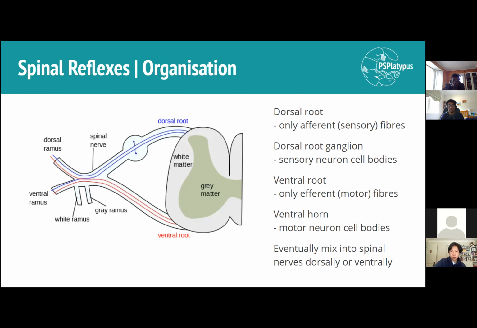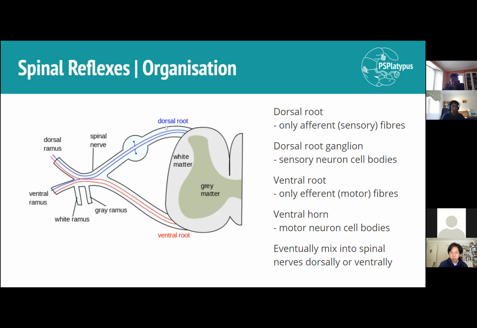The ventral horn, it's not exactly labeled here, but it's going to be in the gray matter. So this part of the gray matter is going to be called the ventral horn. This part is going to be called the dorsal horn. But in this ventral horn, you're going to have the motor neuron cell bodies. So we have the sensory neuron cell bodies in the dorsal root ganglion. We have the motor neuron cell bodies here in the gray matter's ventral horn.